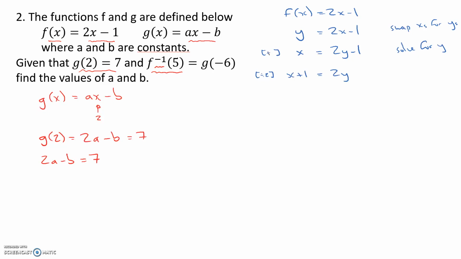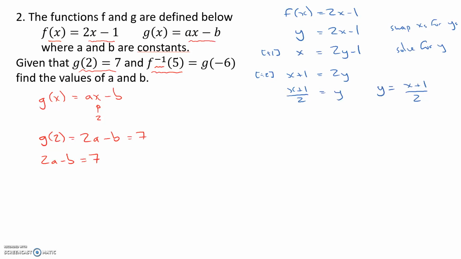Plus 1, that's it. That's a bit better. Okay, we're going to divide this by 2. That's going to give me x plus 1 all over 2 equals y, which normally I'd put the other way around. Y equals x plus 1 all over 2. So y equals x plus 1 over 2.